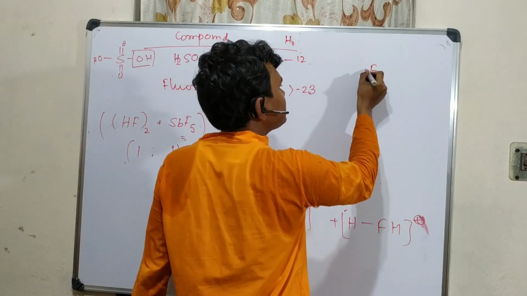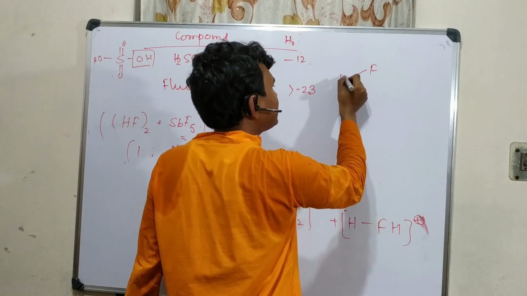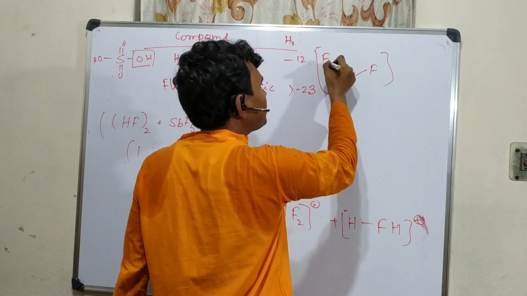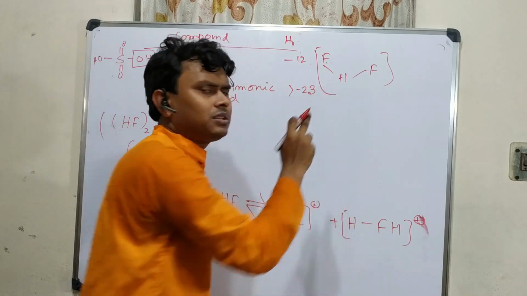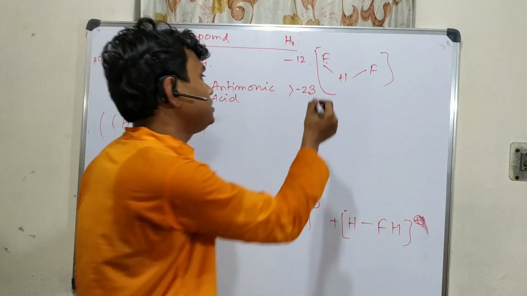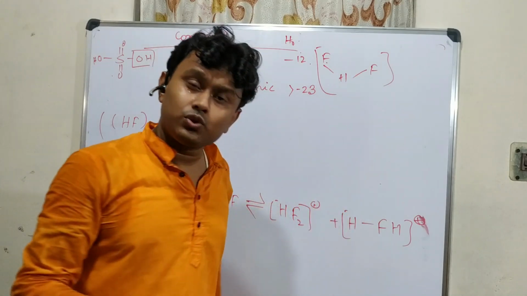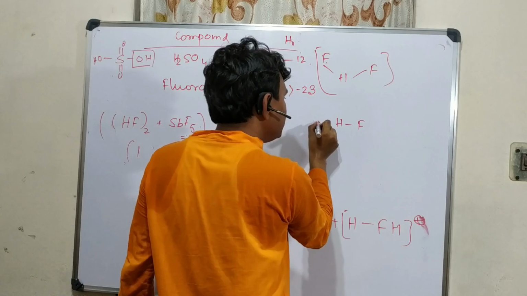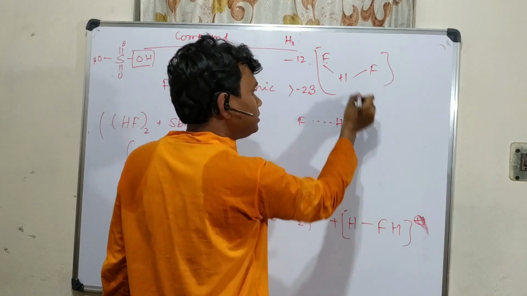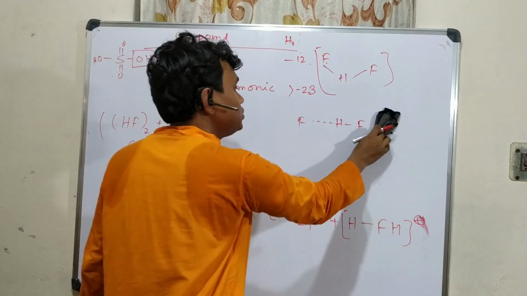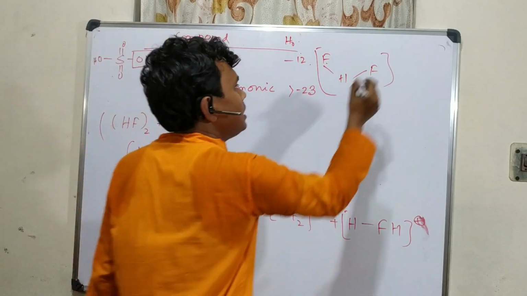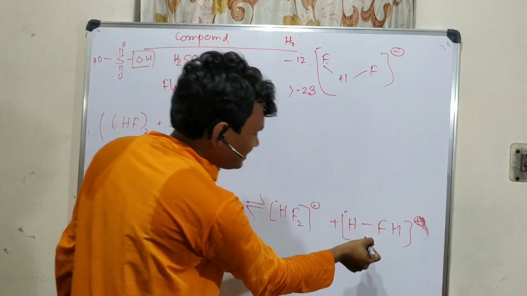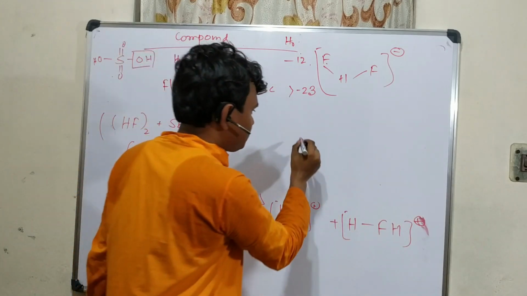That is why this F minus remains hydrogen bonded. These bonds are hydrogen bonds, but they are so stable that it is very difficult to distinguish which one is actually the HF bond and which one is the hydrogen bond. So this bond is very strong. It is a unique exceptional example. In this way, due to the hydrogen bonding, this F minus is stabilized.